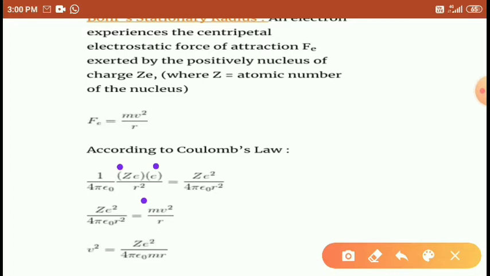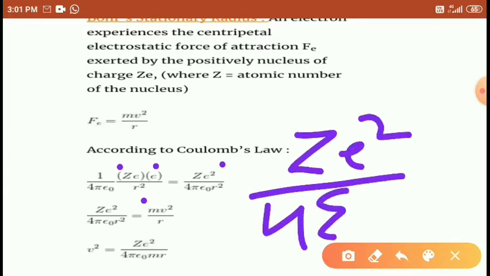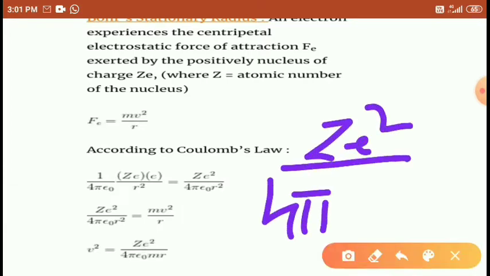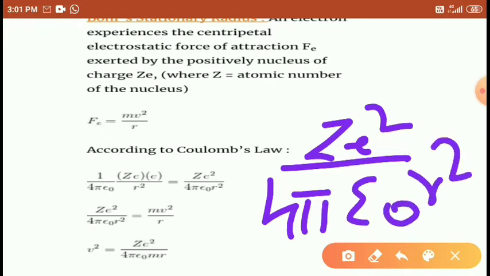square. So this formula is also written as Ze square by 4 pi epsilon naught r square. Right friends? Okay. Then this force is compared with the electrostatic force. The electrostatic force is mv square by r, that is mv square by r here. So this value is compared with the electrostatic force.